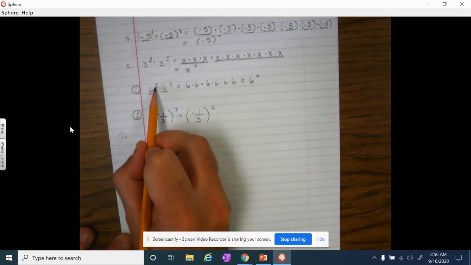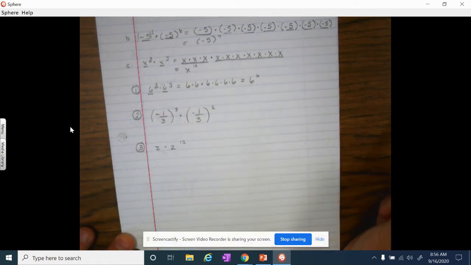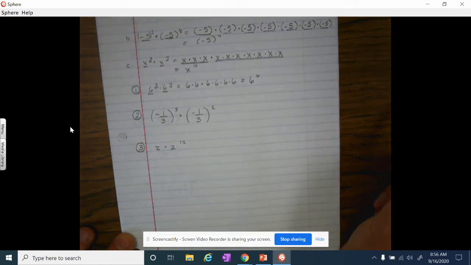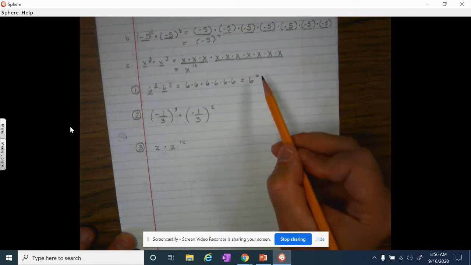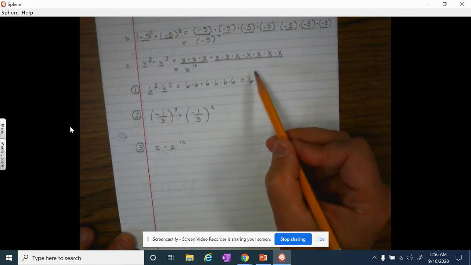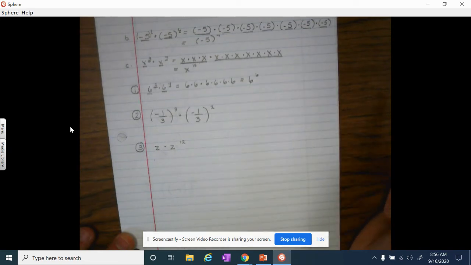See if the shortcut works. Well, 2 plus 4 is 6. So all I needed to do was write my base and then add my exponents together. So it is 6 to the 6th. And we are writing our answers as powers. So for right now, we do not have to simplify. You do not have to tell me what is 6 to the 6th power.